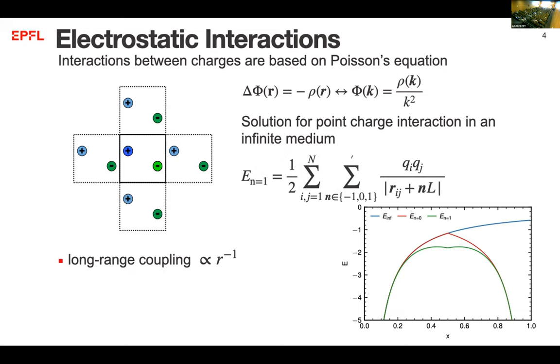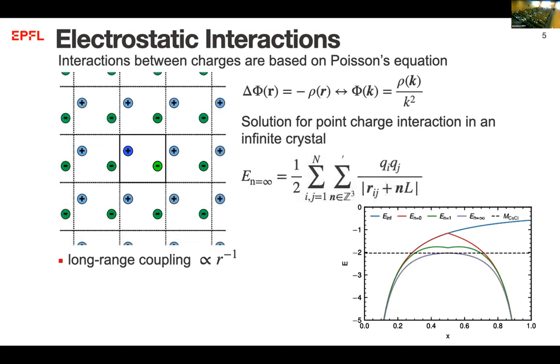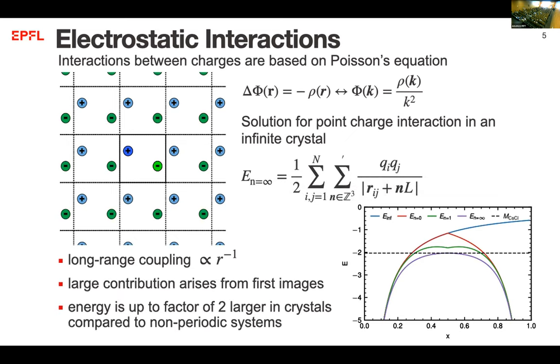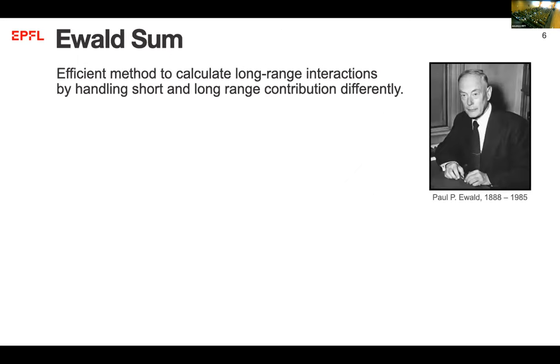And finally, we have an infinite stack of crystals, and what we then get is this purple line here. What we see is there's a large contribution from the first image, and the energy is decreased by up to a factor of 2 compared to a non-periodic system. If you have crystals, the energy for a certain ion geometry is called the Madelung constant. Exactly this Madelung constant was of interest about 100 years ago. People wanted to calculate it for several crystals, and one guy was especially interested in these things, this nice looking German physicist over here.